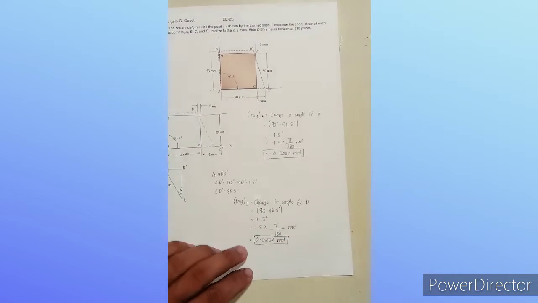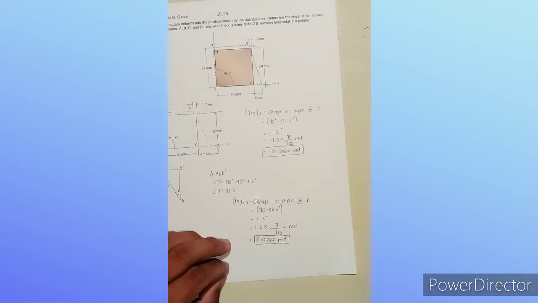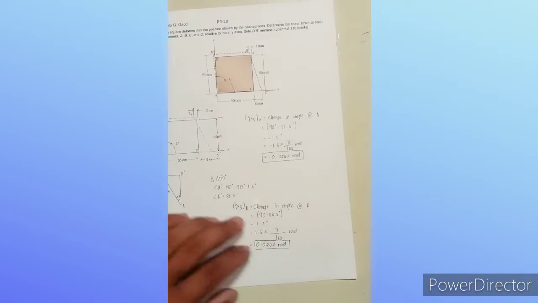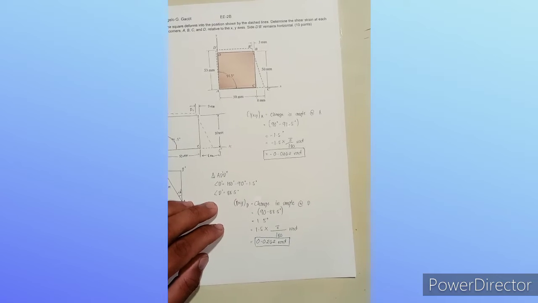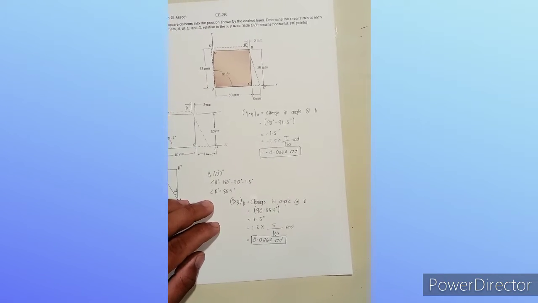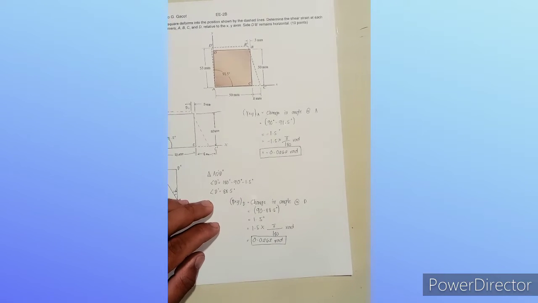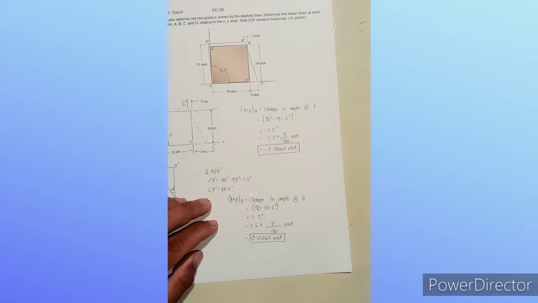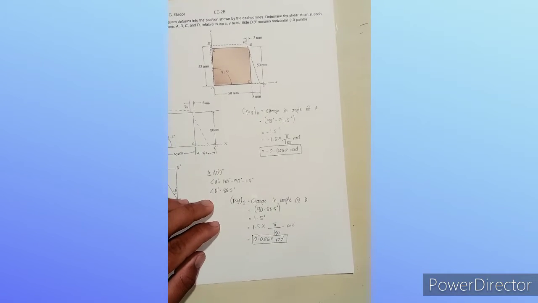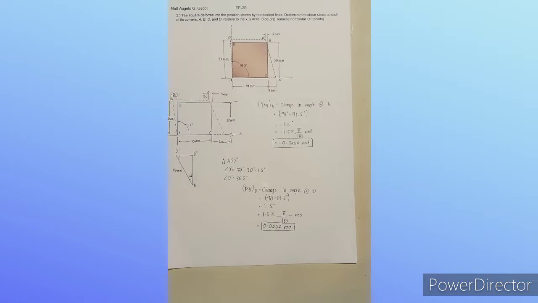So, for our gamma xy at D, the change in angle at D is the quantity of 90 minus 88.5 degrees, which is equal to 1.5 degrees. 1.5 times pi all over 180 rad. So, convert into rad, magiging answer ay 0.0262 rad.